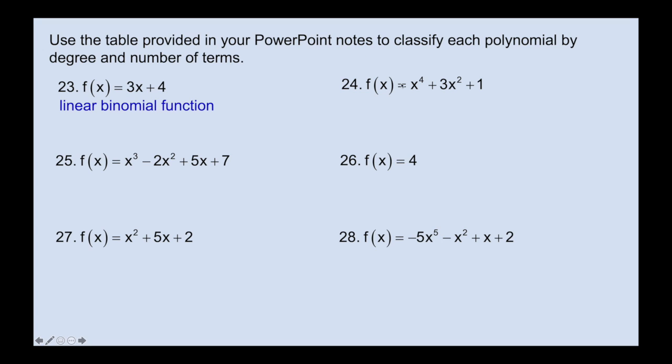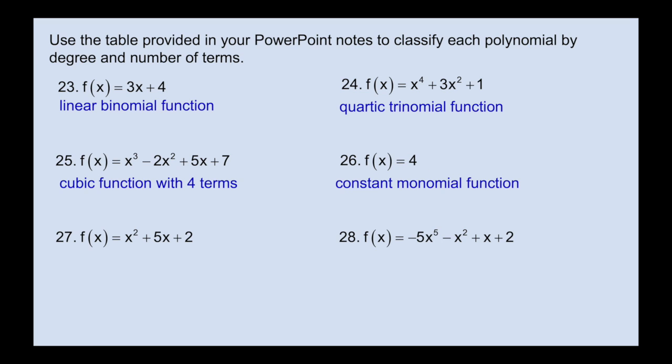For 24, the degree is 4. So that's quartic. And then there's 3 terms, which we call a trinomial. For 25, degree is 3, so that's cubic. There's 4 terms, so it's a cubic function with 4 terms. For 26, this doesn't have any variables in it, so it's called a constant. And there's only one term, so it's called a monomial. So this is a constant monomial function.